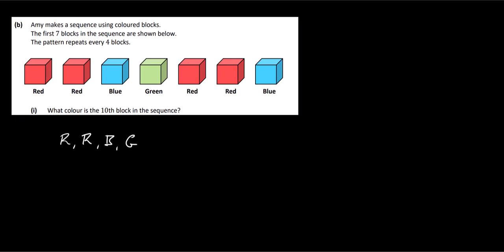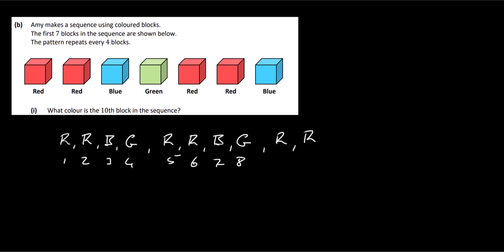It says, what color is the 10th block? Well, 10 is not too far up. We can do that by just quickly writing them out. So we've got red, red, blue, green. This is 1, 2, 3, 4. This is 5, 6, 7, 8. And then we've got red, red to bring us up to the 10th. And this is the 9th and the 10th block. So the answer then is red.